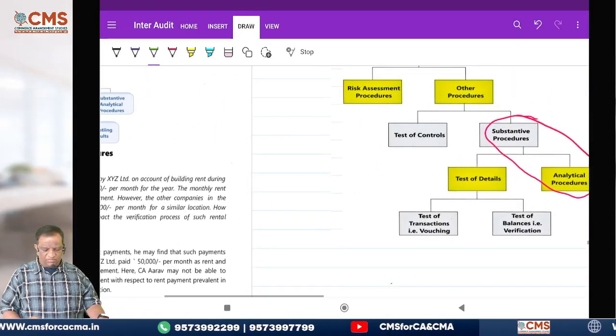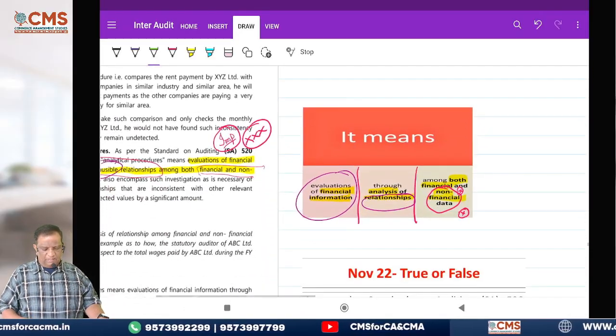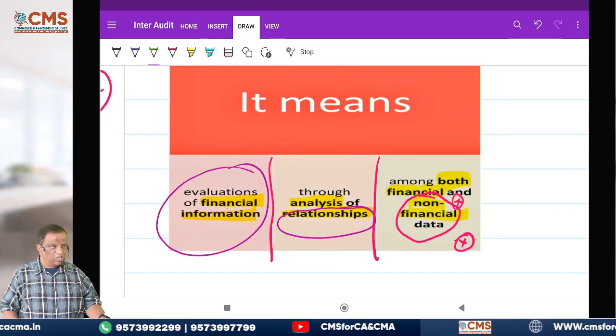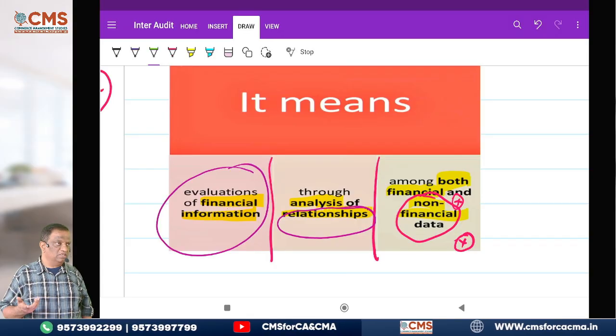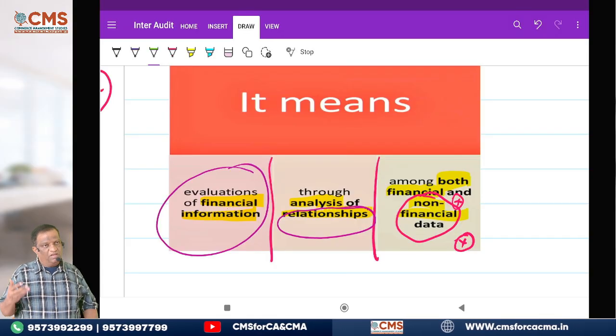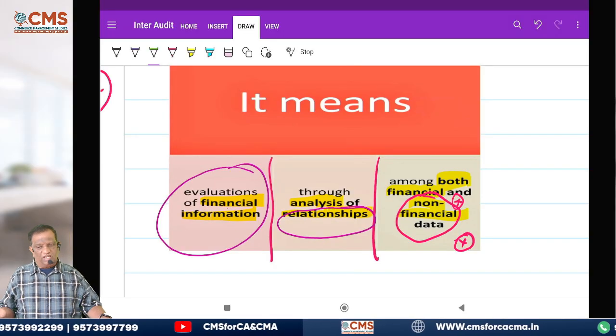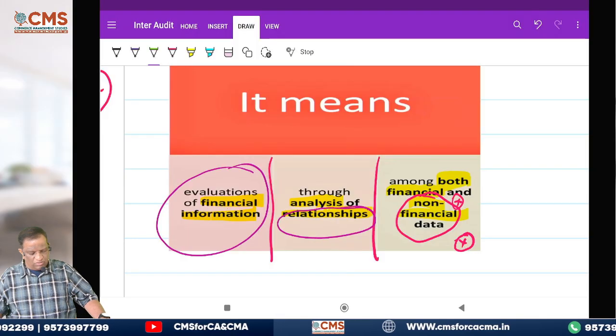Analytical procedure, the definition itself is important. That is evaluation of financial information. And how am I evaluating? Through analysis of relationships. And relationships between what? Between financial and non-financial data. So that is what it is.